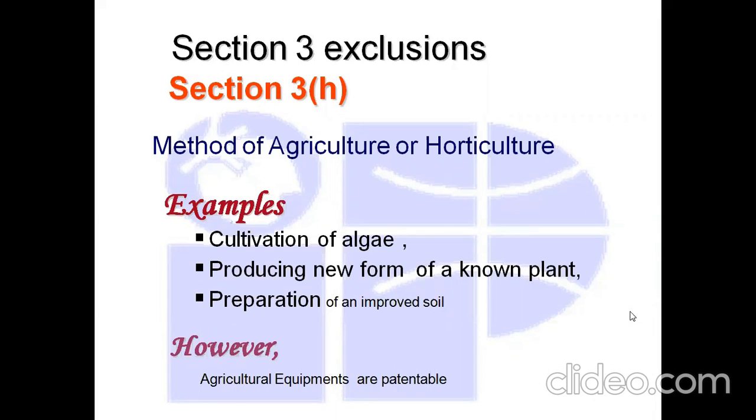But however, agriculture equipments are a product, or a newly defined invention, and can be patented. That's why agriculture equipments are patentable, right?